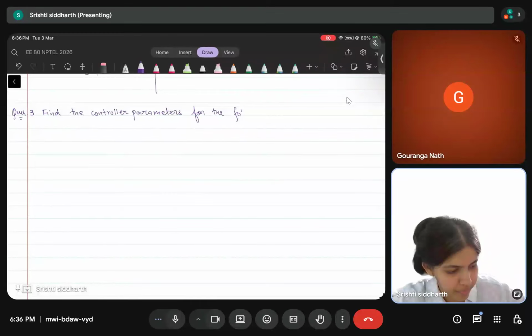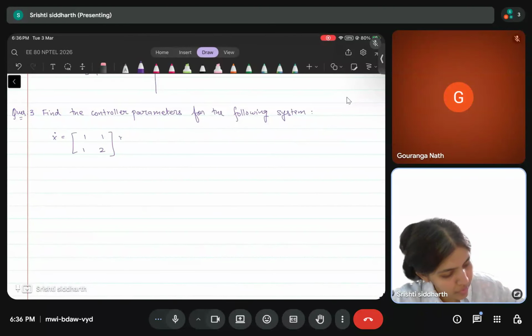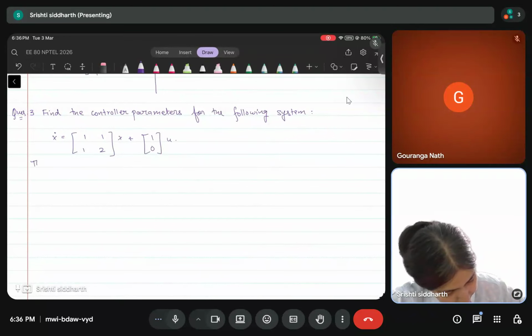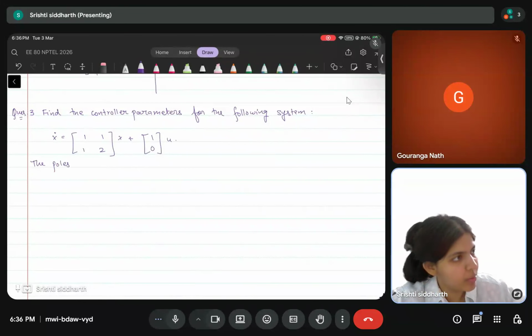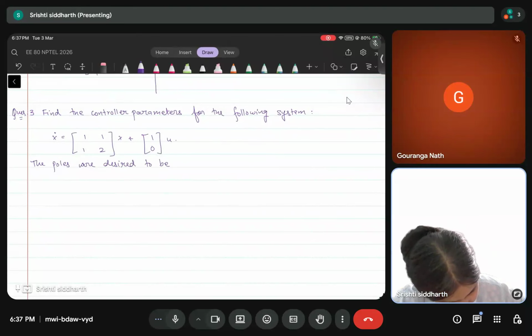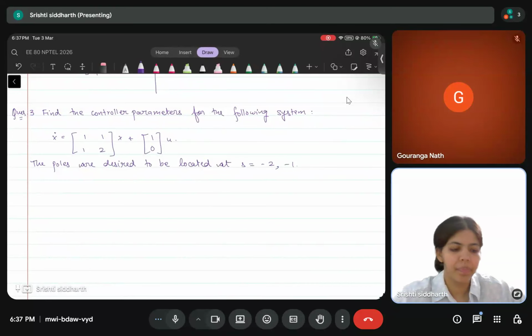System: x dot equals [1, 1; 1, 2]. Poles are desired to be located at s equals -2 and -1.